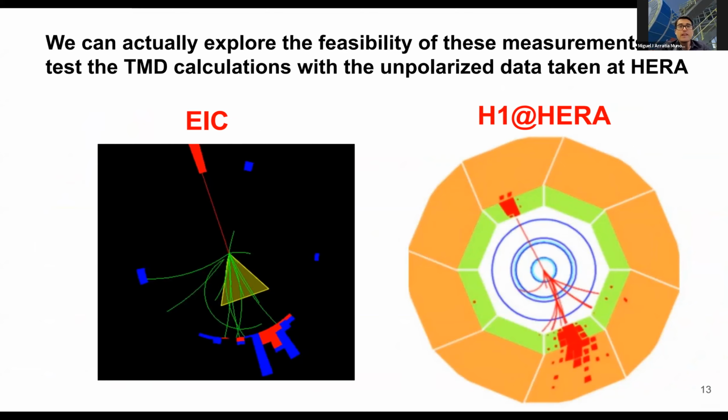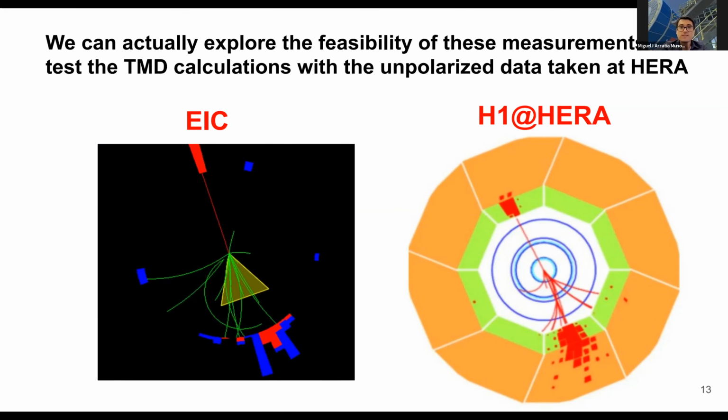We can actually explore the feasibility of these measurements, and more importantly, test the TMD calculations with the unpolarized data taken at HERA. So what we did in the last couple of years is do simulations for the EIC, project EIC measurements, explore that. But we can actually do similar measurements at HERA. So this is what I'm trying to illustrate here: lepton jet balance at the EIC, simulated data, and real data on the right-hand side with the HERA experiment.